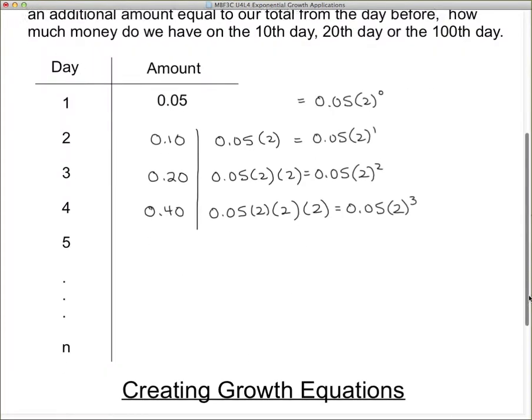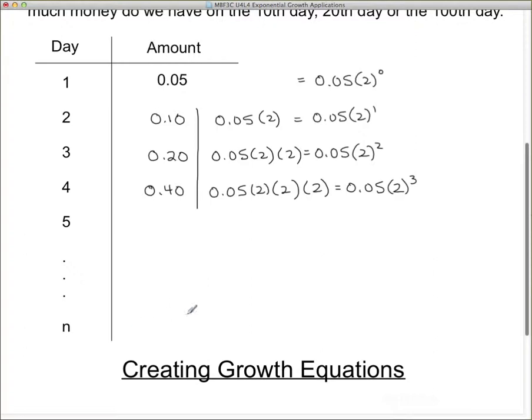Now I could keep going with that pattern until I get to the nth day. And on the nth day, I have 0.05 times 2 to what exponent? Let's take a look at all of these. On day 1, I had 0. On day 2, I had 1. On day 3, I had 2. On day 4, I had 3, and so on. It looks like I have 1 less than the day that we started on. So n is our day, and I have to take 1 away.